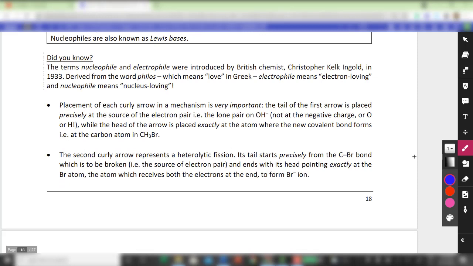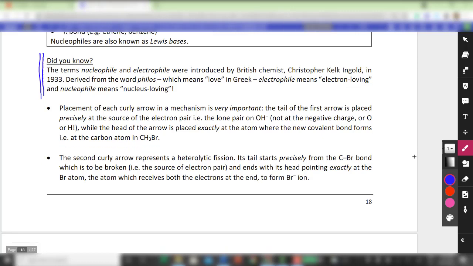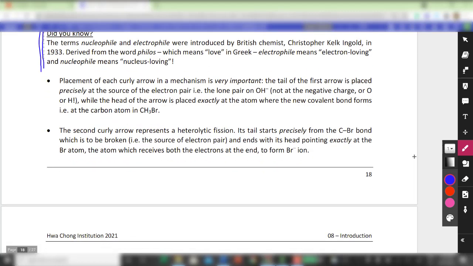There's a historical origin of the two terms nucleophile and electrophile. If you wish to know them, you can Google it and read some history about them. Other than that, they are just terms with some historical baggage. Nucleophile actually means nucleus loving, meaning they love positively charged centers.